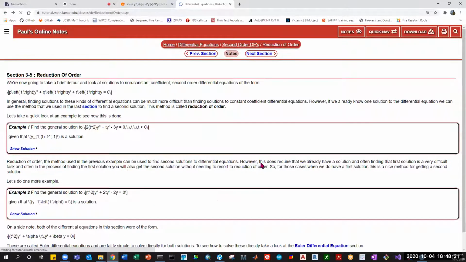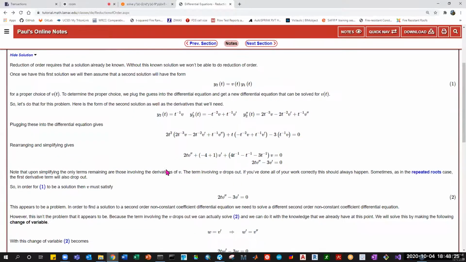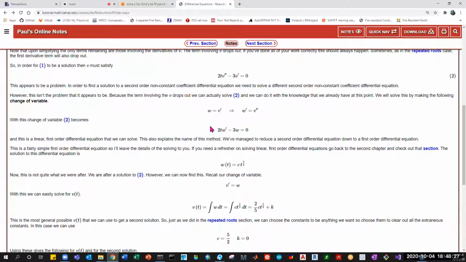Okay, so let's try to apply that to what we were looking at. So you reduce this, right? This is the one that we had before. You reduce this guy, and what I would do here is probably divide it by 2t, because you want your first coefficient here to be 1.